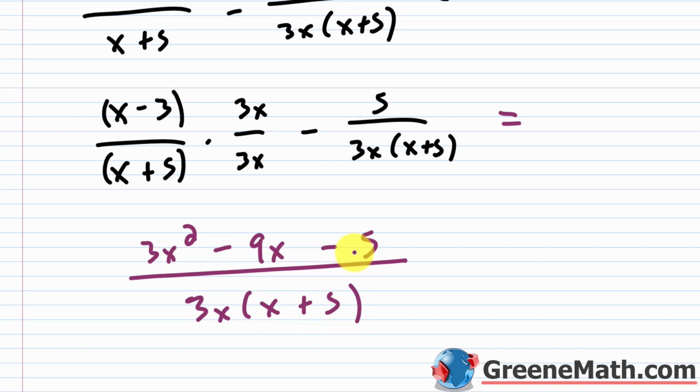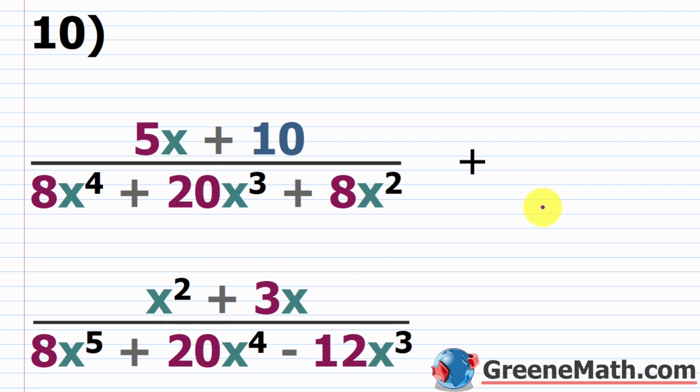So again, you could pause the video and see if you can factor that. I'm just going to tell you in advance this is going to be prime. So this is our simplified answer. Let me make that 5 a little bit better. We're just going to have the 3x squared minus 9x minus 5 over this 3x times the quantity x plus 5. All right, let's look at problem number 10.